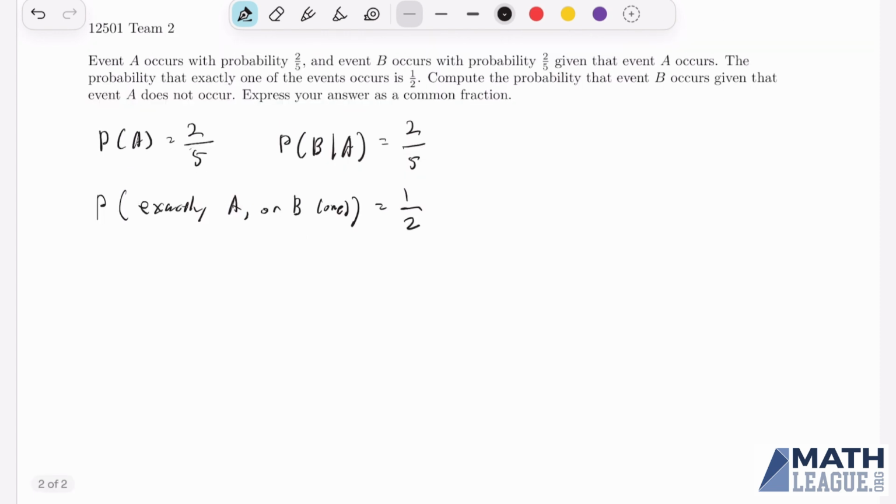So what is this? This is just the probability of A occurring alone plus the probability of B occurring alone, which is 1/2. The probability of A occurring alone is the probability of A happening minus A and B happening. And the probability of B occurring alone is the probability of B occurring minus the probability of A and B happening. This is 1/2.